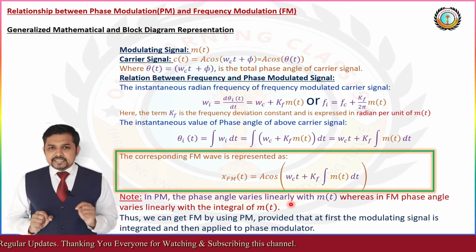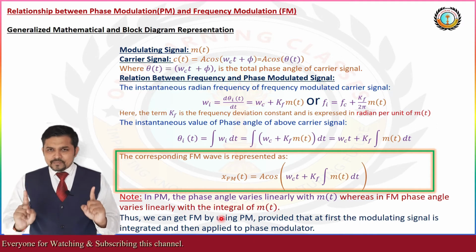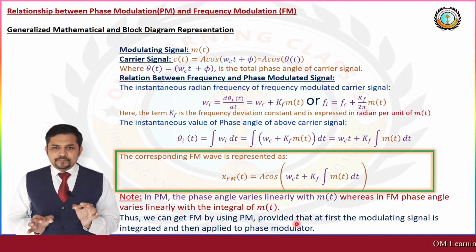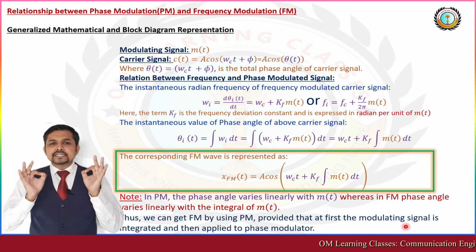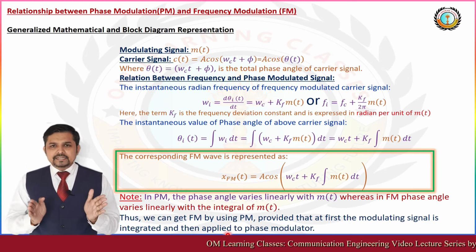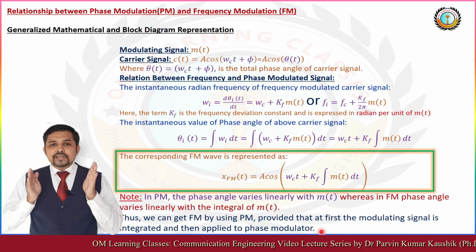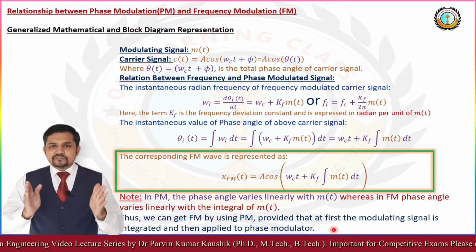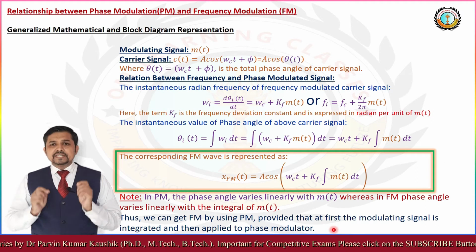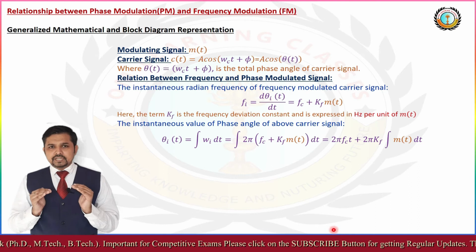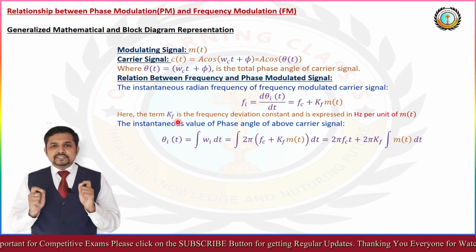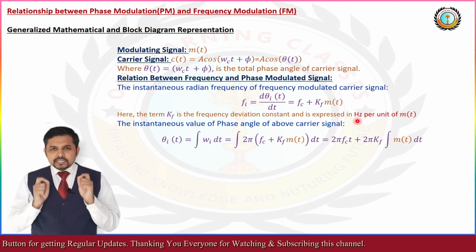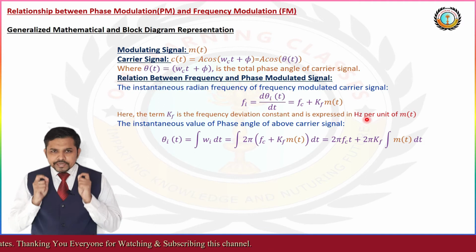So we can say that we can get FM by using a phase modulator, provided that at first the modulating signal is integrated and then applied to the phase modulator. And if we do this, then we can get FM by using PM. And if we take the second way, in which the kf, which is our frequency deviation constant, has the unit hertz per unit of modulating signal.